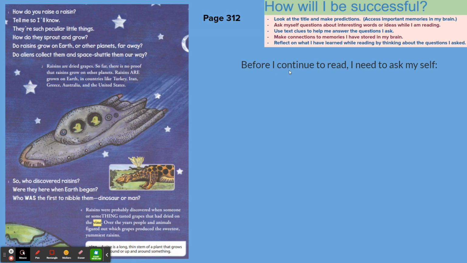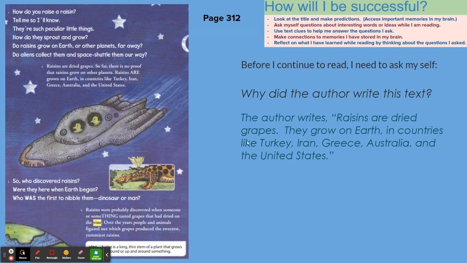Okay, before I continue to read, I need to ask myself, why did the author write this text? Well, the author writes in paragraph 2, raisins are dried grapes. They grow on Earth in countries like Turkey, Iran, Greece, Australia, and the United States. She also writes many questions asking about how and where raisins grow.